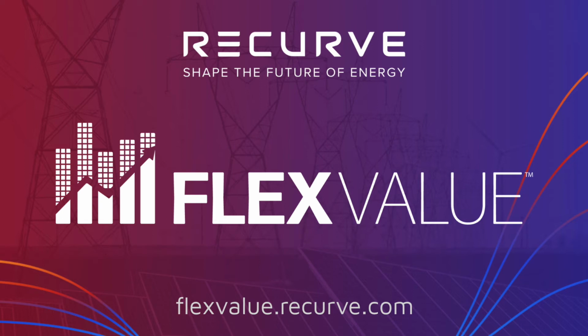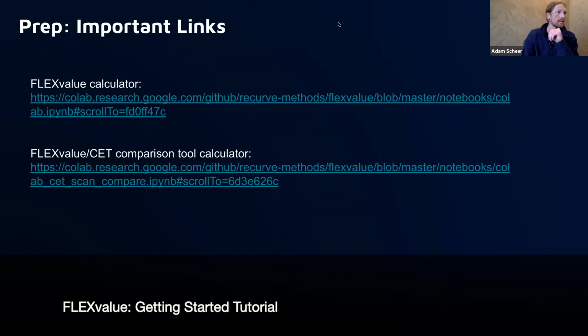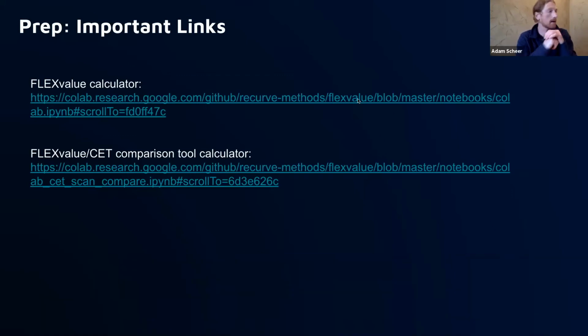You can take a look at these, basically, they're called notebooks, and these are the web pages that will allow you to run FLEXvalue directly. So we have two of these web pages that we're going to cover today. The first is linked here, and this is the FLEXvalue calculator itself. And the second is a tool that we've built specifically to allow you to compare FLEXvalue outputs with CET outputs.